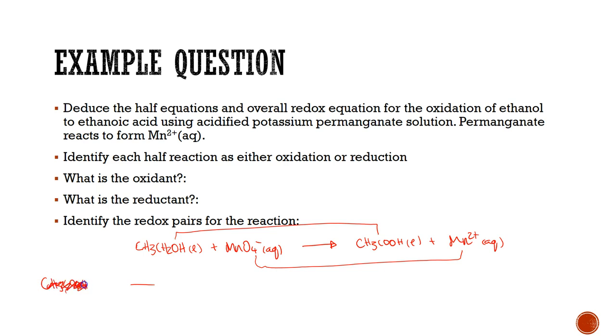Okay, going to cross that out. It's going to get a bit messy. So CH3CH2OH, liquid, is going to go to our alcohol, our carboxylic acid.